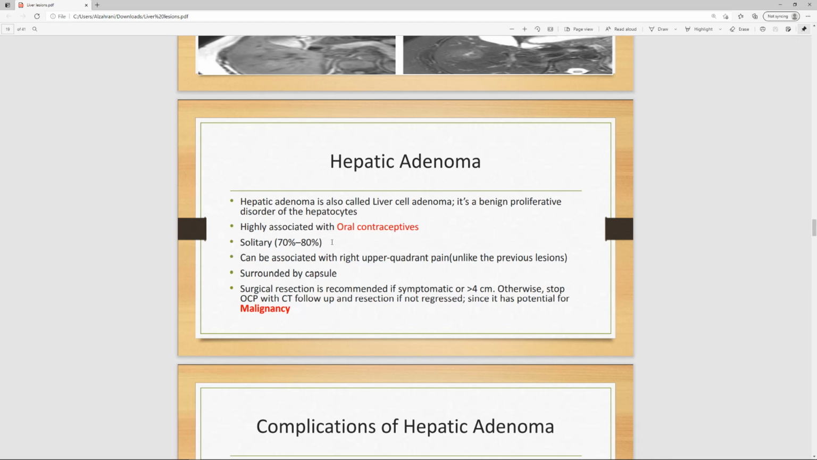It is associated with right upper quadrant pain. If you compare it to the previous lesions, we say it is asymptomatic, or sometimes they cause vague abdominal pain. While in hepatic adenoma, no, it causes right upper quadrant pain, it causes sharp pain, localized pain. So this is a characteristic of hepatic adenoma. Unlike the previous lesions, it is surrounded by capsule, meaning it is well demarcated. Surgical resection is recommended if symptomatic.